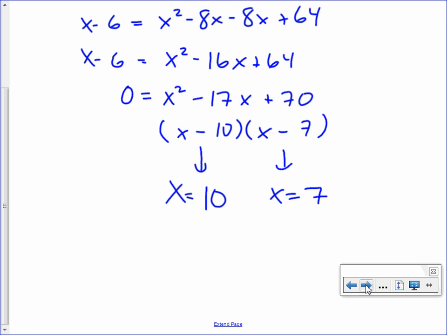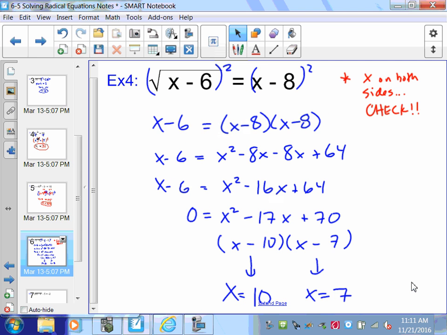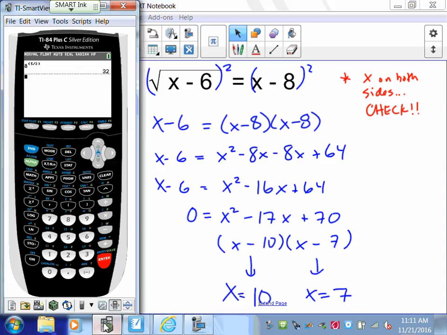So, there we go. Am I going too fast? If this is negative 16, right? And then I subtract another x to this side, it's negative 17. Okay? Alright. There we go.